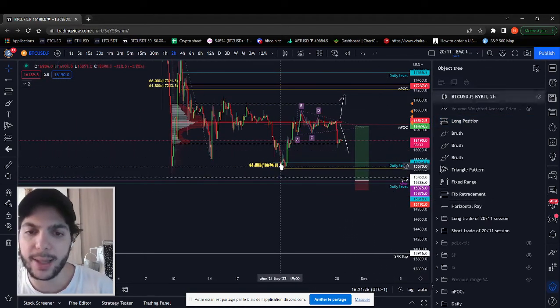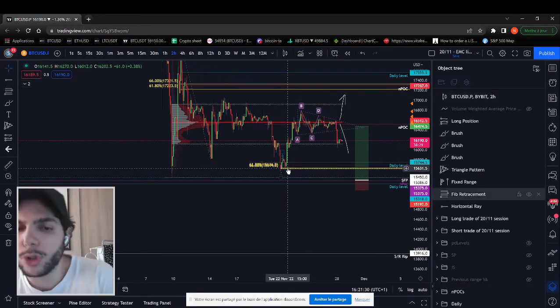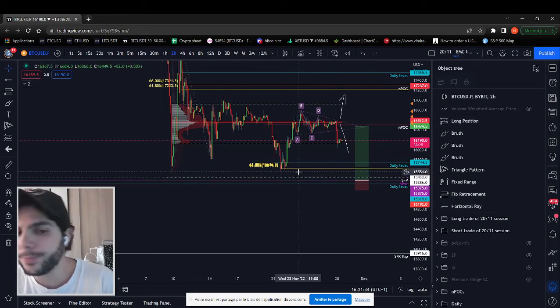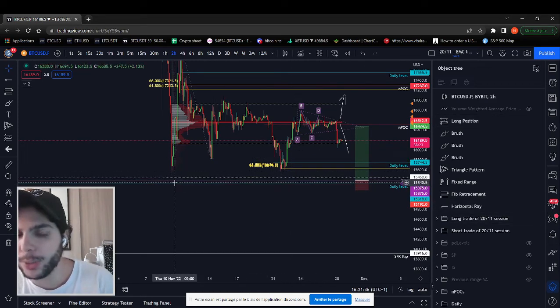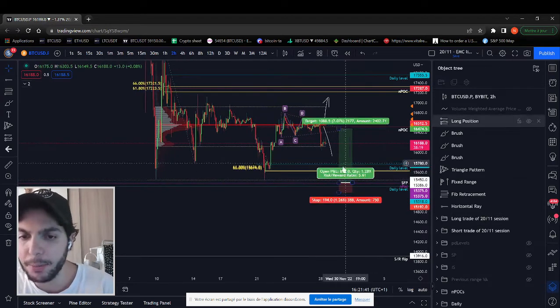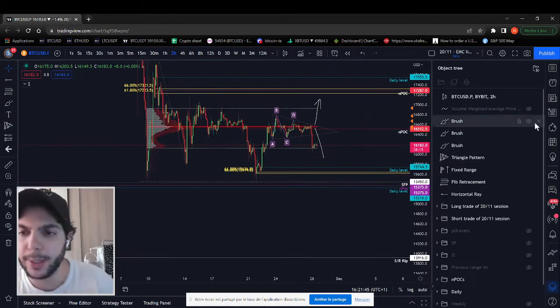When we took the long earlier this week, it was a reaction to what the market was showing us. It was not the trade we were expecting, but it was part of it because we saw the liquidity grab. So that was a good trade. All in all, it was still a good trade. But this for me is still a possibility, so I'm just keeping it in mind.